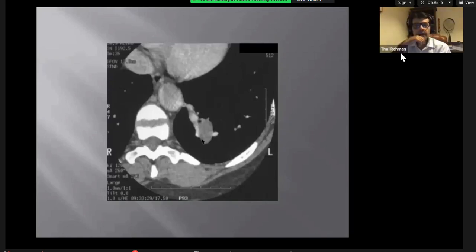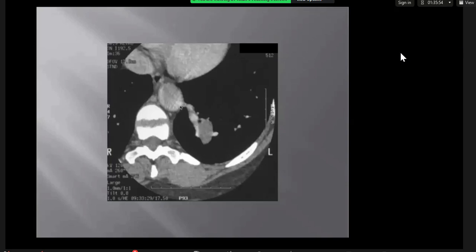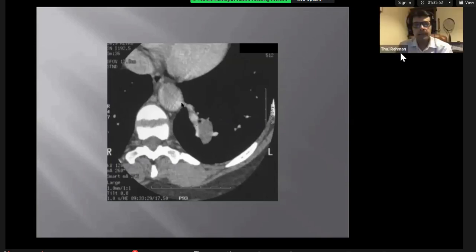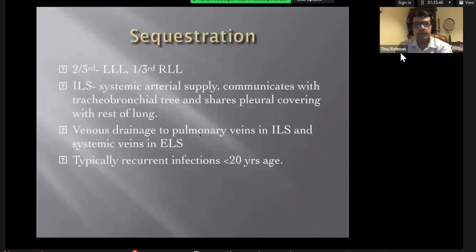I don't think AVMs are supplied by the systemic circulation. Lung AVMs are supplied by the pulmonary artery. The only condition in which systemic blood supply arises for an abnormality in the lung is your second diagnosis, that is sequestration. It's good you identified the descending thoracic aorta giving an artery to the pulmonary nodule, and it's a sequestration.